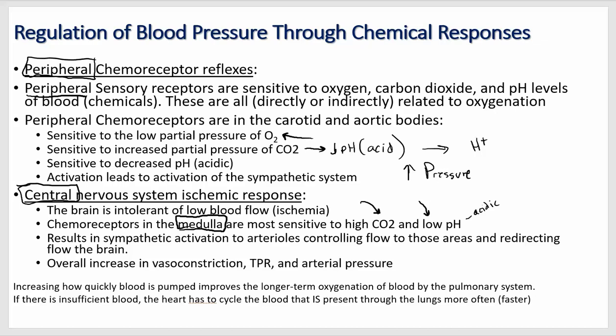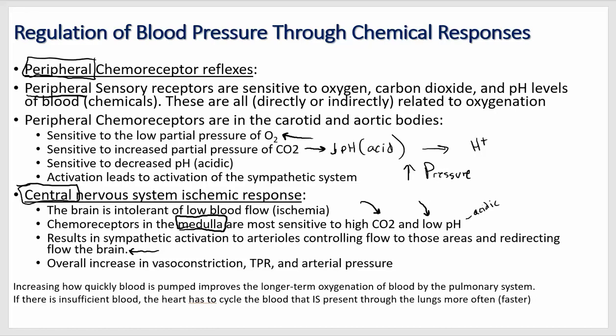Someone many years ago decided that low pH means that it's acidic. And so really not measuring carbon dioxide or oxygen, but more in central detection, detection is more carbon dioxide, low pH. So that results in sympathetic activation to arterioles, controlling flow to those areas and redirecting it to the brain. So this is where the brain says, okay, forget everything else. Blood needs to come to me. Okay. All right, so overall increase in vasoconstriction, total peripheral resistance, and arterial pressure overall. So you have increased pressure overall, but you have redirecting of blood flow to the brain.